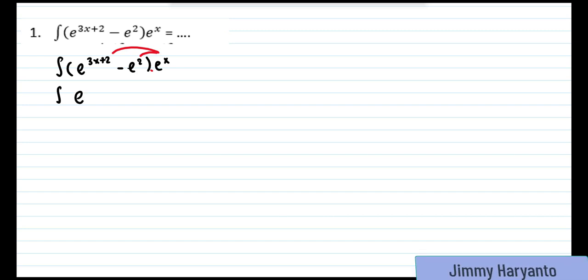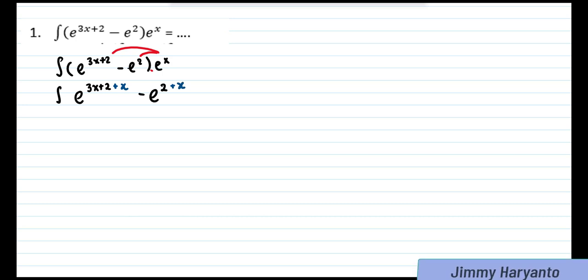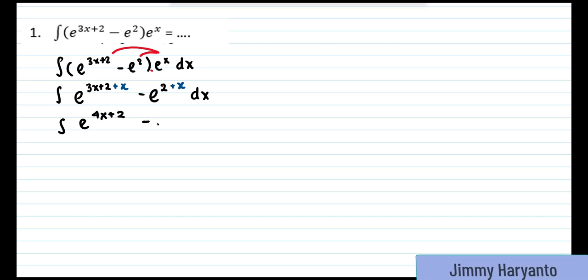You'll have e to the power of 3x plus 2, and then you will add it with x, because when we multiply, the powers have to be added, minus e to the power of 2 added with x. Okay, then we have the dx right here. And then the next is we have to simplify. You will have e to the power of 4x plus 2 minus e to the power of x plus 2, like this.